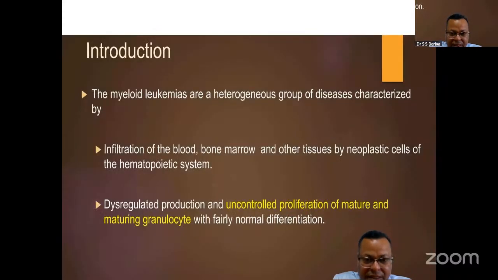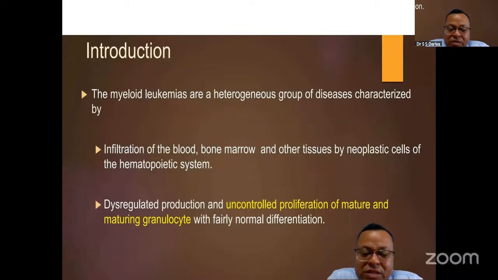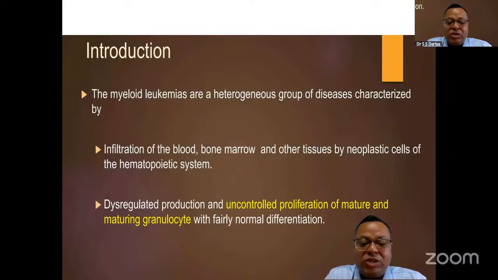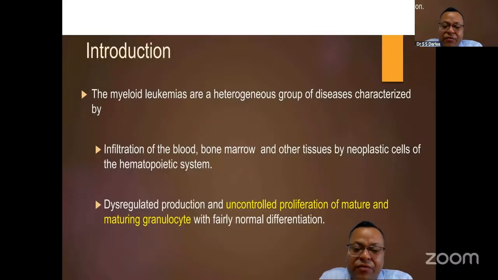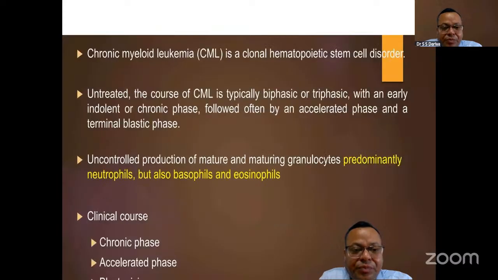So friends, regarding the introduction, as already told, these are a heterogeneous group of diseases characterized by either the infiltration of blood, bone marrow, and other tissues by the neoplastic cells of the hematopoietic system, and the dysregulated production and uncontrolled proliferation of mature and maturing granulocytes with fairly normal differentiation.